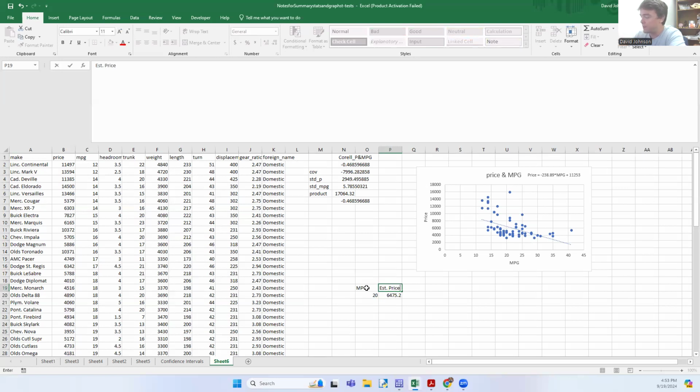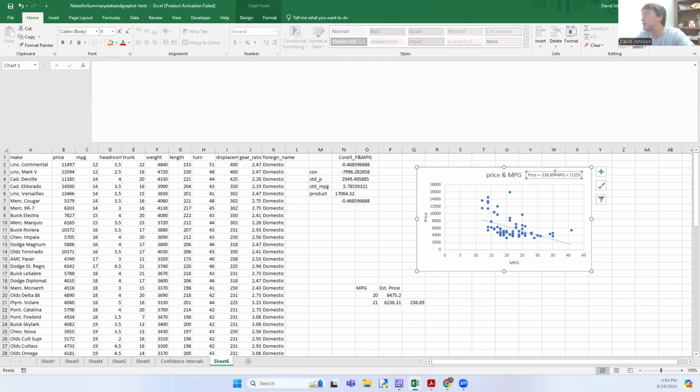Let's see what happens if miles per gallon goes up by 1 unit. So we get 21 miles per gallon. What do we expect to happen to the price? Well, the price goes from $6,475 to $6,236. In other words, it's a difference of, so the price fell by $238, which just so happens to be the coefficient estimate right here, or that number in front of miles per gallon.